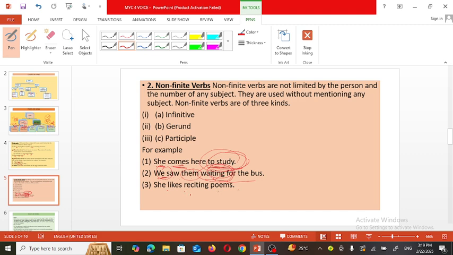She likes reciting poem. What she likes? So reciting poem. Poem is the object, she is the subject, and likes is the verb, but reciting is used for the poems. Recite is the verb. Reciting is the fourth form of the verb. But here it is playing the role of an adjective for these poems. And that's why it is an example of participle. It is an example of present participle. This is an example of gerund. This is an example of infinitive.